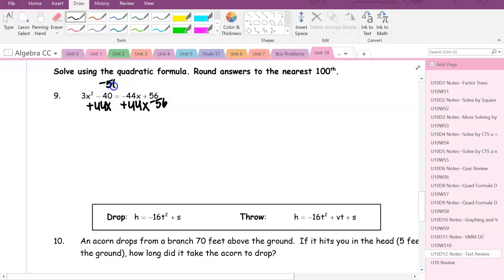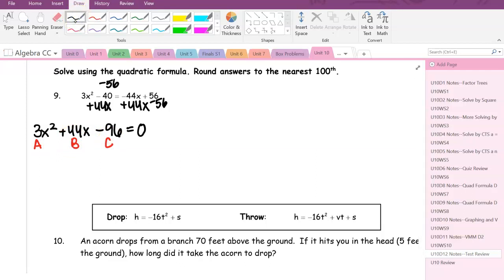And we want to make sure all of these are in the correct order. So the 3x squared is going to come first. The 44x is going to come second. And then you have this negative 56 and this negative 40, which will combine to give you negative 96. And then we have our equal 0. Now you can identify your a, b, and c values.